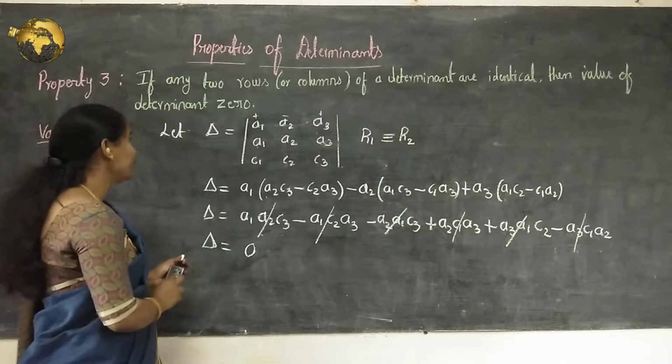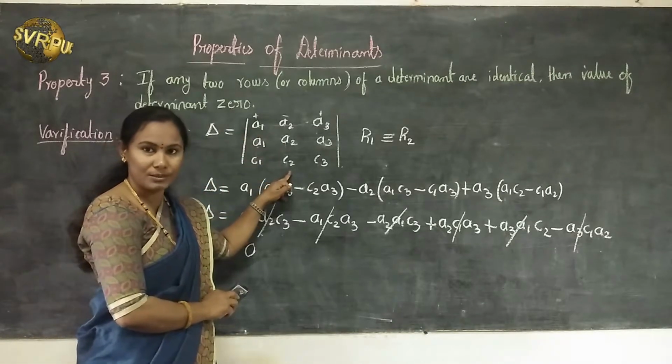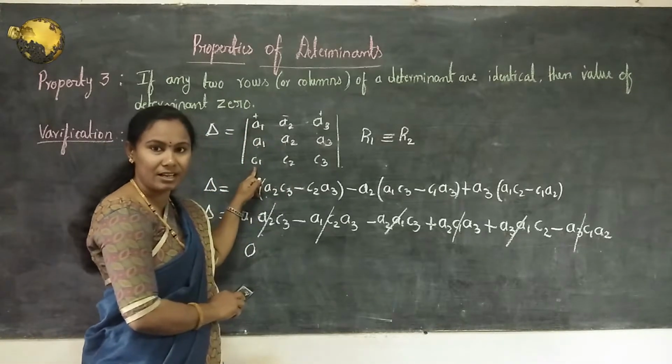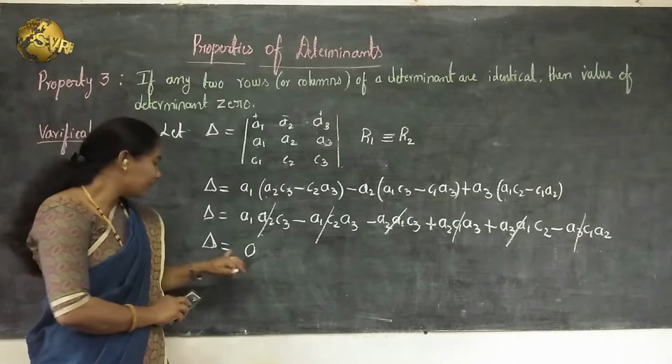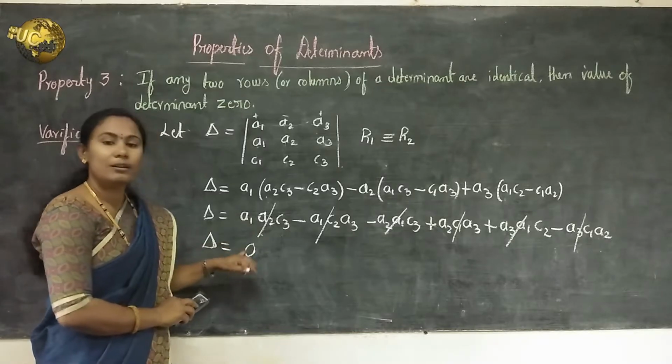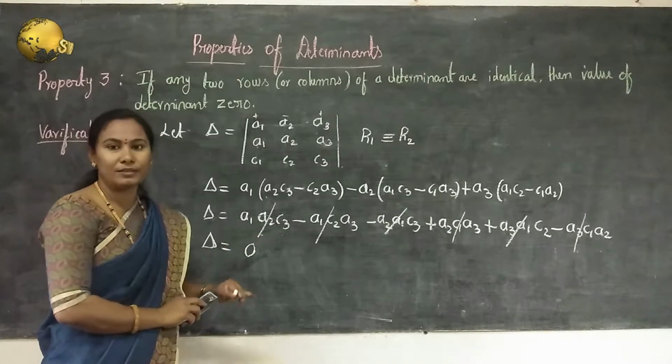So the meaning of that is if any two rows or any two columns are identical, then the value must be 0. Then we can directly apply this property to problems. Let me see one example for this.